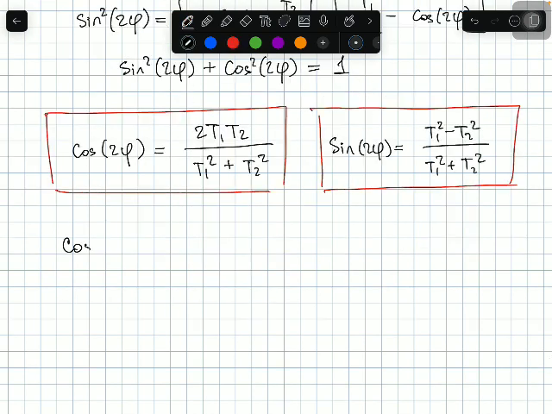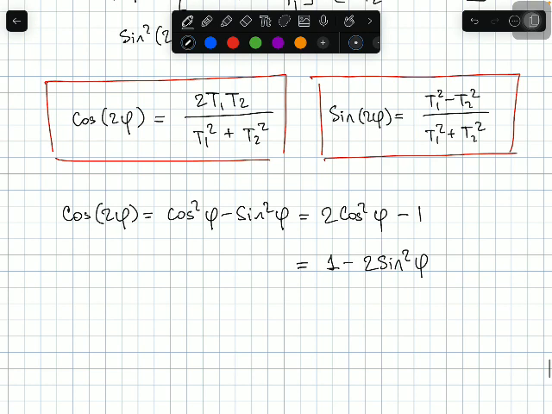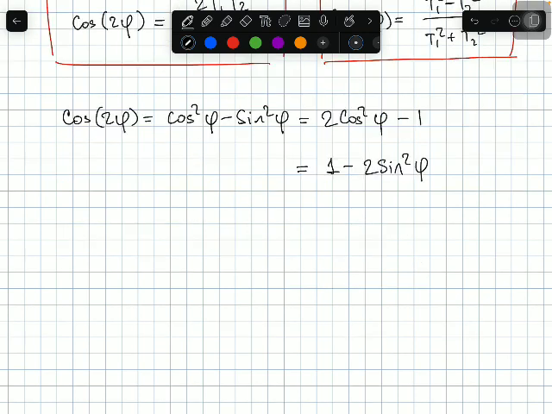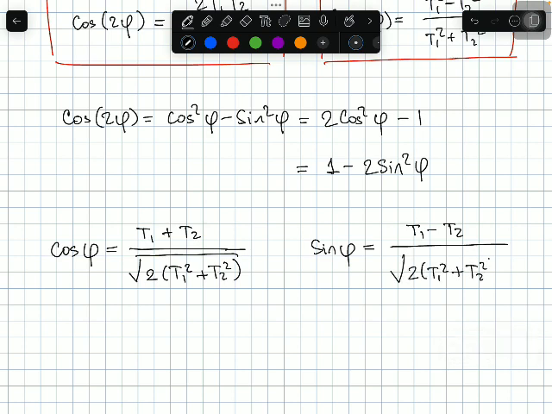Now using the fact that cosine 2 phi equals cosine square phi minus sine square phi, or 2 cosine square phi minus 1, or 1 minus 2 sine square phi, we can calculate sine phi and cosine phi. And if you carefully substitute and calculate, you should be able to get the following results. Cosine phi equals t1 plus t2 divided by the square root of 2 times t1 squared plus t2 squared. And similarly for sine phi equals t1 minus t2 divided by the square root of 2 times t1 squared plus t2 squared. These relations are also going to be useful for us.